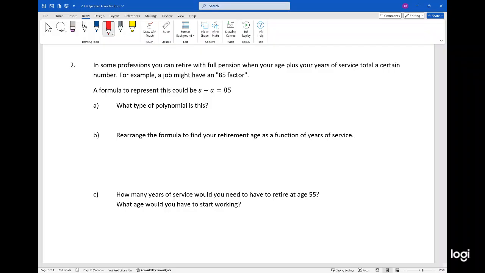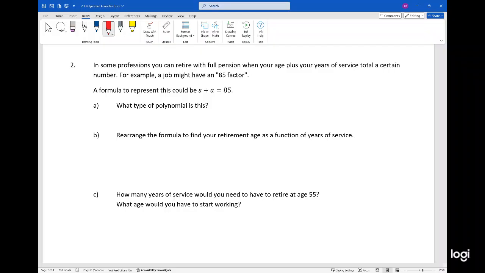So you could start working at 84 and retire half a year later at 84 and a half with half a year of service. Very few people do that, because it's hard to live until 84 and a half with no income. But for most people, you would, for instance, start work around age 20 or 25 if you're doing a degree, and then you'd work for about 30 years. So you'd have 30 years of service and be about 55 years old. And then you'd retire at 55 with a total of 85 between the two.